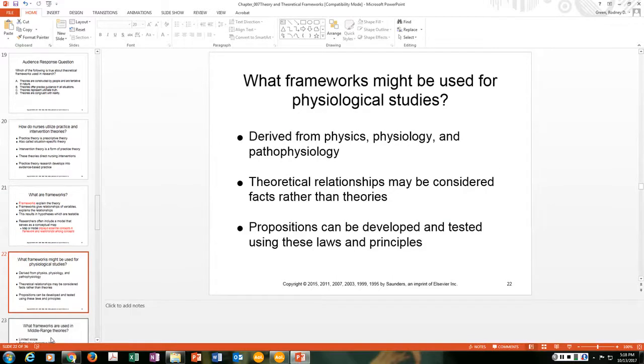What frameworks might be used for physiologic studies? Well, a framework might come from the literature from physics, from these disciplines, physics, physiology, even pathophysiology. Theoretical relationships may be considered facts rather than theories, and propositions can be developed and tested using these laws and principles.